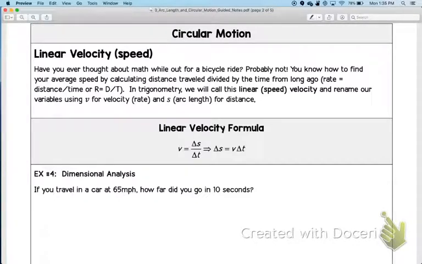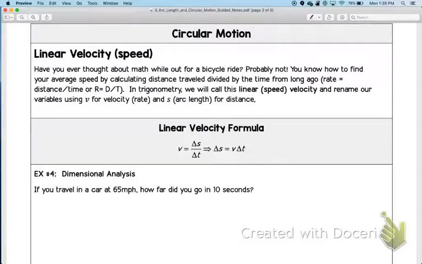So, have you ever thought about math while out for a bicycle ride? Probably not. You know how to find your average speed by calculating distance traveled divided by the time from long ago. Rate equals distance divided by time, right? Or r equals d over t, or d equals rt, right? So in trigonometry, we call this linear velocity, or speed, and rename our variables using v for velocity, or your rate, and s as your arc length for distance.